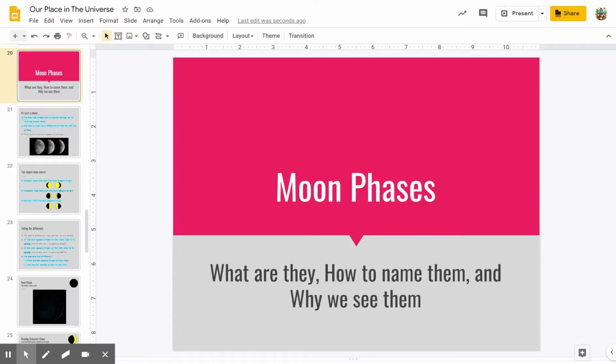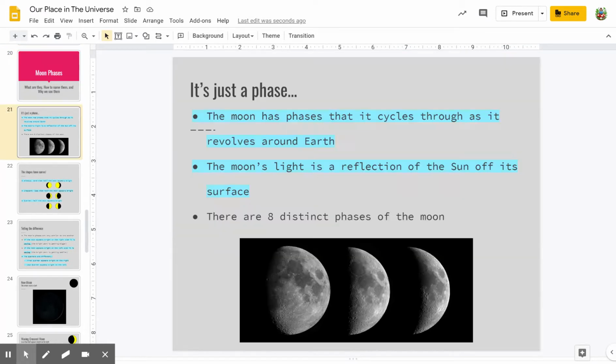All right, guys, this is going to be our lesson for moon phases. We're going to talk about what they are, how we name them, and why we see them. Okay? So, first thing, the moon has phases it cycles through as it revolves around the Earth. As it orbits Earth, we see different portions of the bright part of the moon. The moon's light is a reflection from the sun off of its surface, and there are 8 distinct phases of the moon that we name.